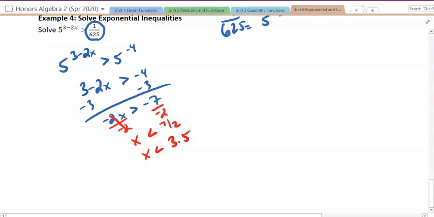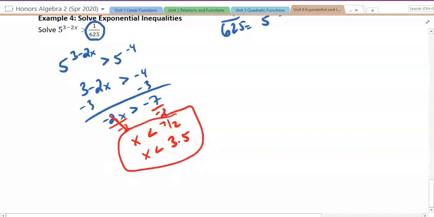And so we can test that out if we were to plug in 3, right? So we get 3 minus 2 times 3, so that's negative 3 in the end, because 3 minus 6. And so 5 to the negative third is greater than 5 to the negative fourth, because 5 to the negative third would be 1 over 125, and that number is larger than 1 over 625. Okay, and so that's it. This will be our final answer here.